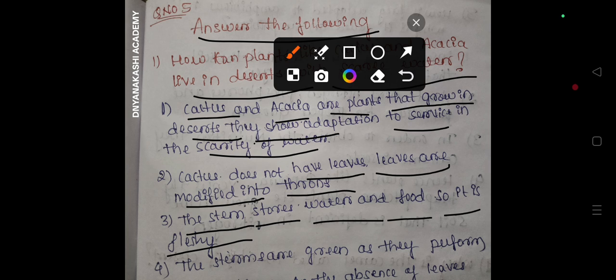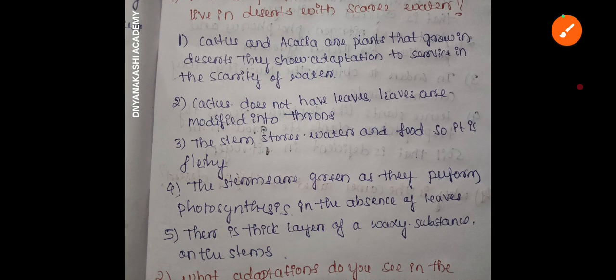Why are desert region plants fleshy? These kinds of questions also arrive. The correct answer is the stem stores water and food. That's why the stem is very fleshy. Next, the fourth one: the stems are green and they perform photosynthesis in the absence of leaves.